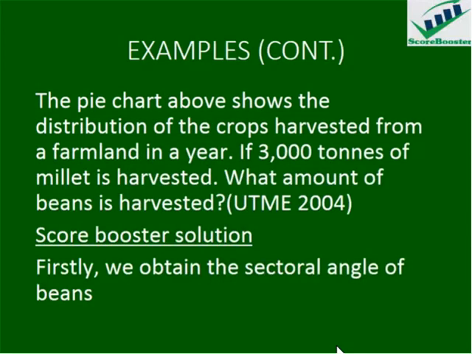The pie chart above shows the distribution of crops harvested from a farmland in a year. If 3,000 tons of millet is harvested, what amount of beans is harvested? This is the UTME past question, UTM 704. So the score booster solution: we first obtain the sectoral angle of beans, which I have explained earlier.